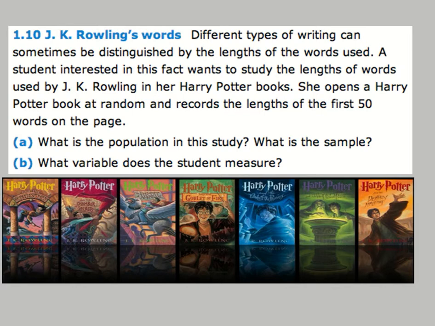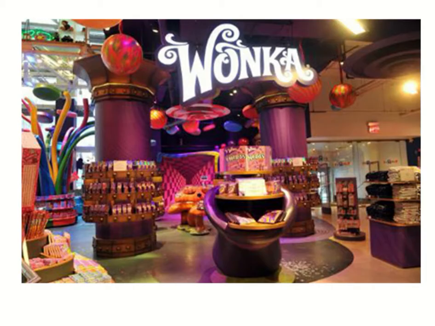So I had to stop and think about this as well. Obviously the population in this study is all of the words in all of the Harry Potter books. The sample is the 50 words that she recorded. And what variable is the student measuring? Well, they're trying to measure the lengths of words. That's what I would say, at least. Alright, so let's move on to today's lesson.